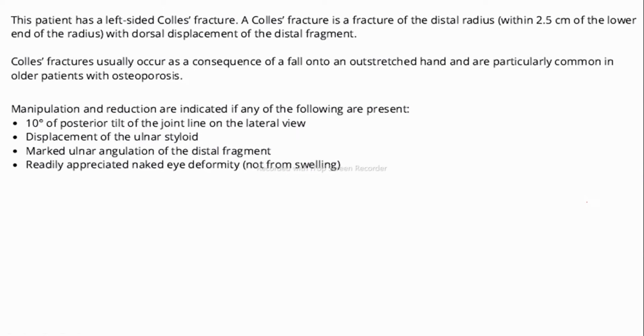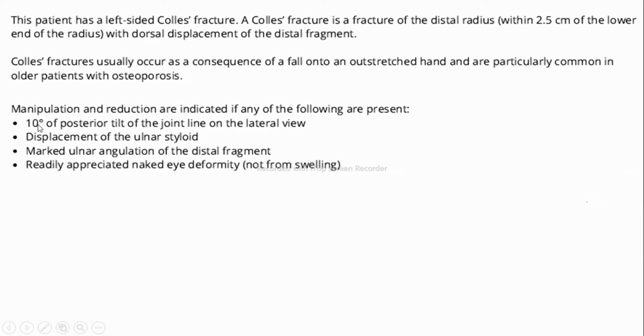A Colles fracture is a fracture of the distal radius within 2.5 centimeters of the lower end of the radius, with dorsal displacement. What does dorsal mean? Posterior displacement of which fragment? The distal fracture segment. They can ask you about the mechanism of injury and also the management. Manipulation and reduction are indicated if any of the following. They can ask you in two ways: what are the indications to do manipulation and reduction?